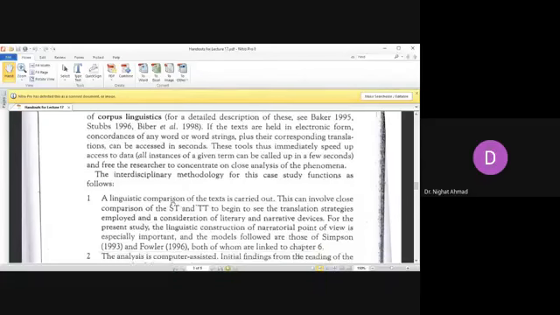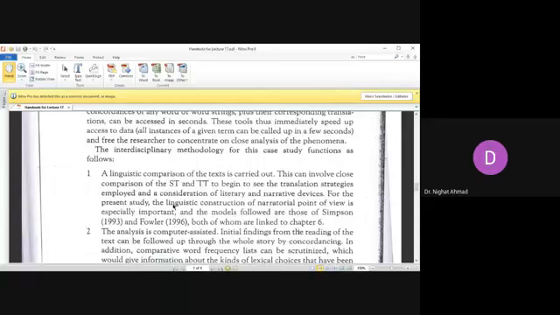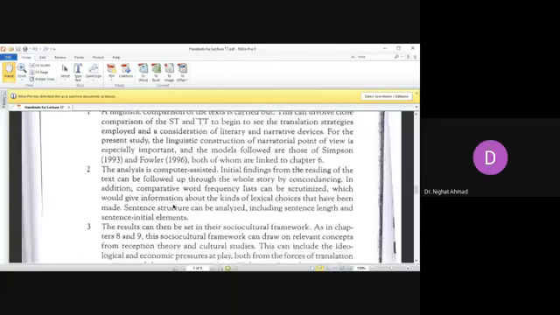For this study, let's look at the critical points of this particular model. In the case study here, a linguistic comparison of text is carried out. This can involve close comparison of source text and target text. The source text is the Colombian writer's text in the Spanish language, and the target text is the translation. This is to begin to see the translation strategies which are employed, and the consideration of literary and narrative devices. For the present study, the linguistic construction of narratorial point of view is especially important, and the models followed are those of Simpson and Fowler. Then point number 2 is the computer-assisted analysis.